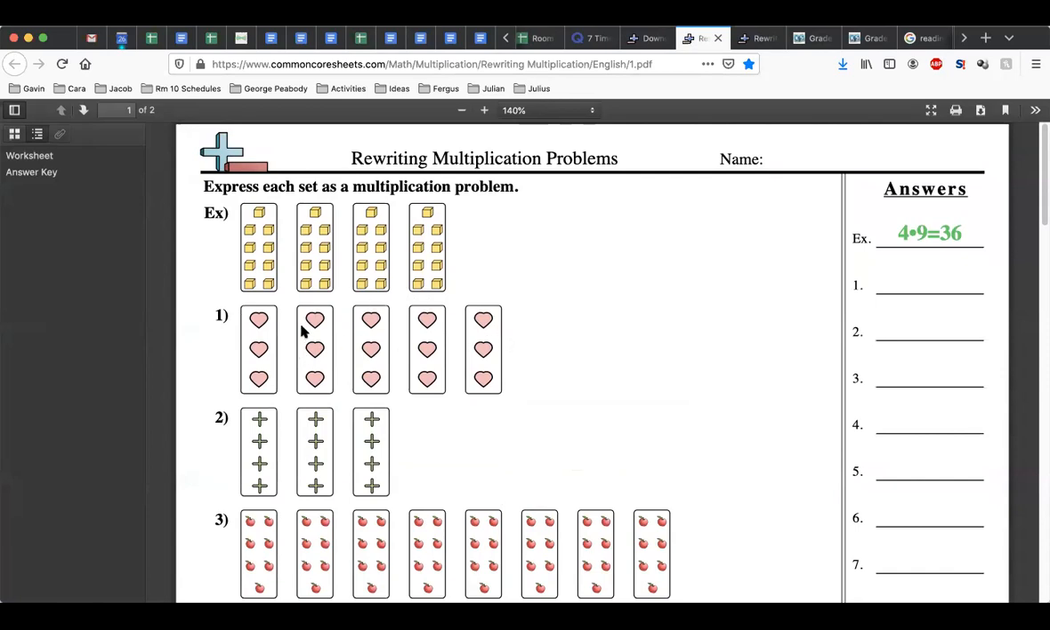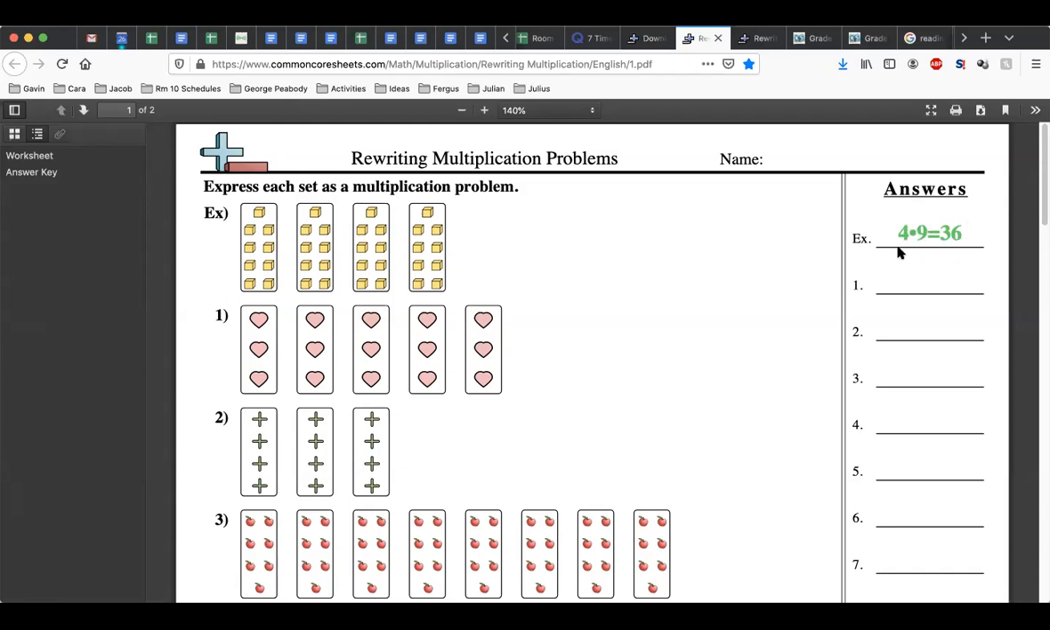I don't care so much about the answer. I just want you to get used to multiplying using the symbol. So for this example here, we can see that there's 1, 2, 3, 4 groups. We see the number 4 over here. And we have 1, 2, 3, 4, 5, 6, 7, 8, 9. So we can see there's 4 groups of 9 blocks, and they represented that over here. This says 4 times 9.